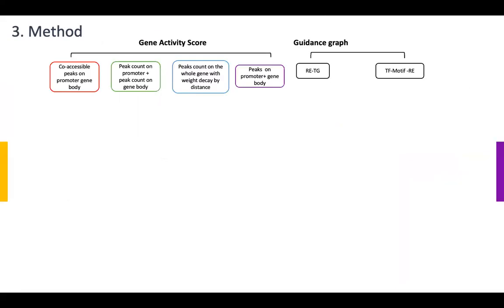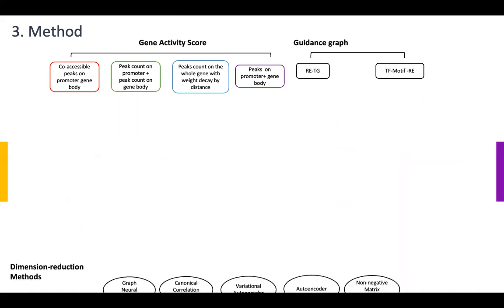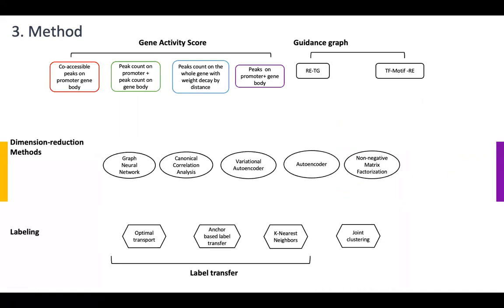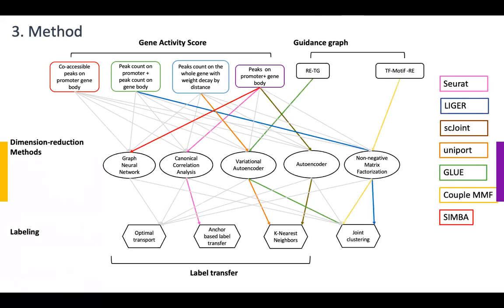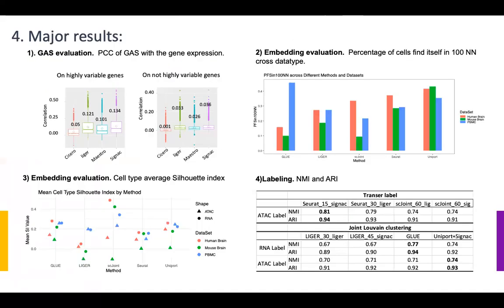So what I did is evaluate the methods at each step, including gene feature linking, which is basically gene activity score, and then dimension reduction and also labeling. Not only did I compare between the different methods at each step, but I also looked at the different combinations between each adjacent step. Some of the combinations have already been developed as famous integration methods, but other combinations haven't been tested yet.